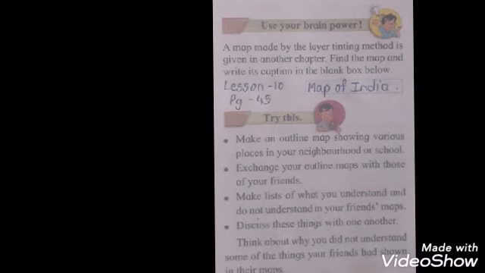What is meant by layer tinting method? In this method, in between the contour lines, different colors are used. See the index. On page 45, you can see the index. And what is written there? Altitude scale. And each color, green color, 0 sea level. Then shades of different colors are shown. And the height in meters is given. Okay. So this map is an example of the layer tinting method.